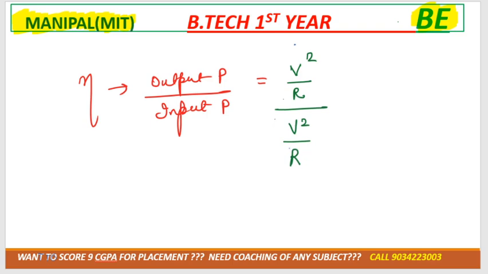So if no RF is given, output in the form of DC, so how much will this be? VDC square. And input power is always in the form of AC. So what can we write down? V square RMS by RL. Okay?